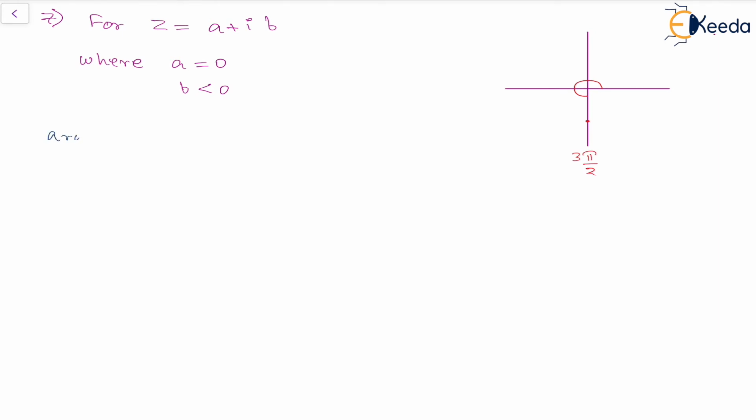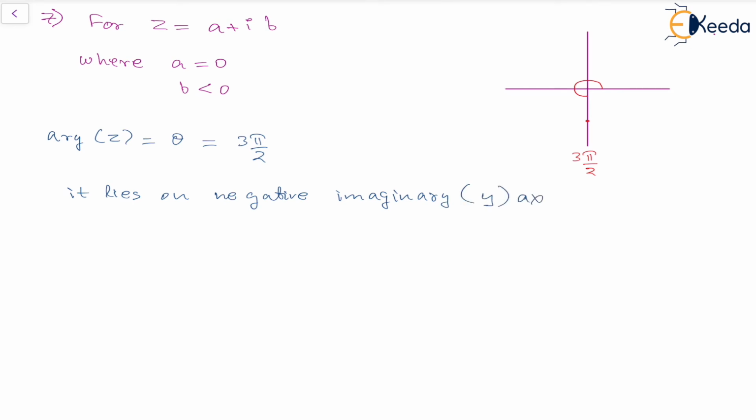Argument z equal to theta will be 3 pi by 2, and also it lies on negative imaginary, or we can say y-axis in this case. For example, let's say z equal to -4i.